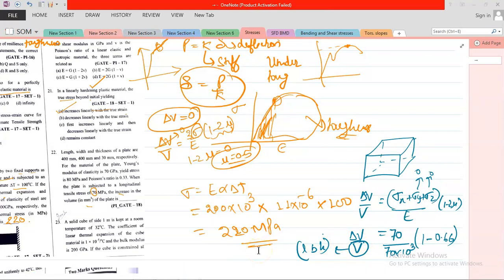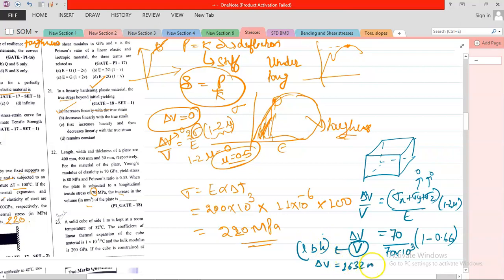Now I am calculating delta V, and the answer is 1632 mm cube. So your option is 1632 mm cube.